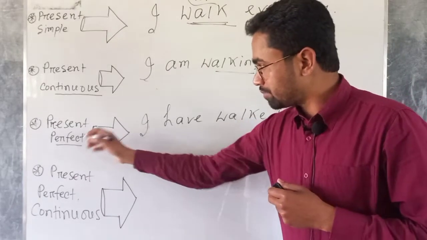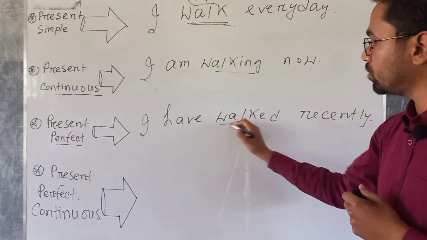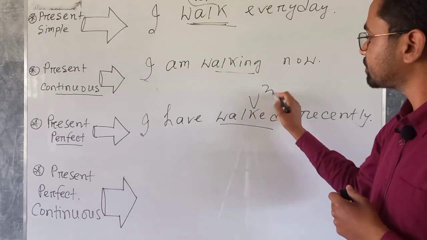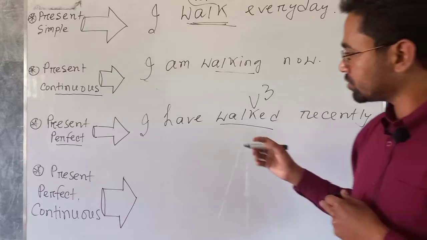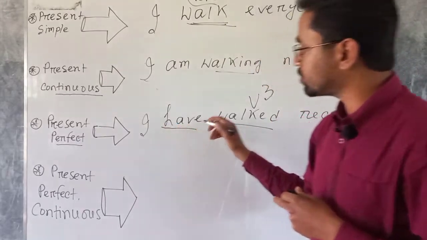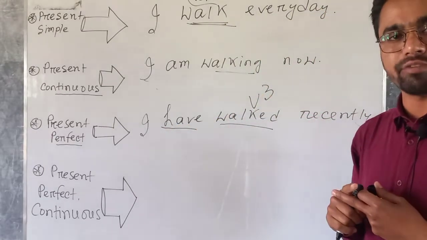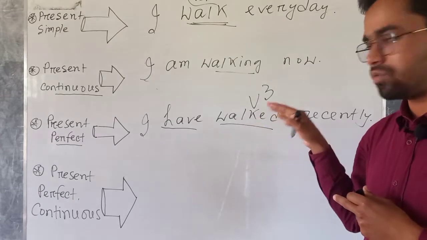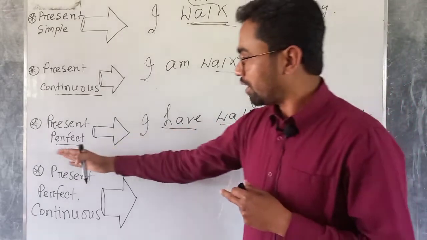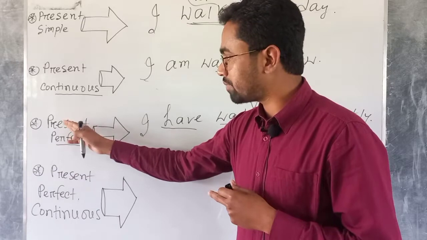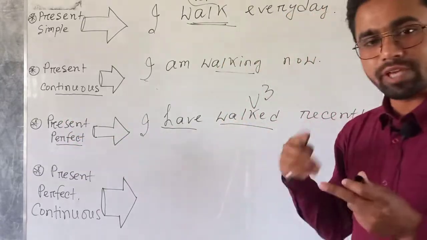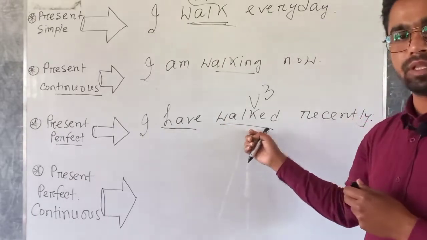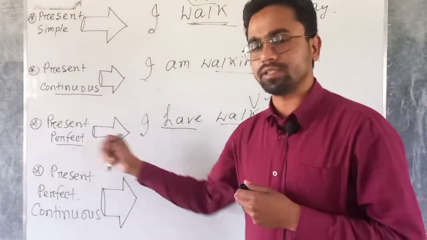Okay? In perfect tense, you need to put the verb in past participle form, and also you have to put have as the auxiliary verb of the sentence, because you are working on present perfect tense. If you say I worked, that will be wrong in this sentence.